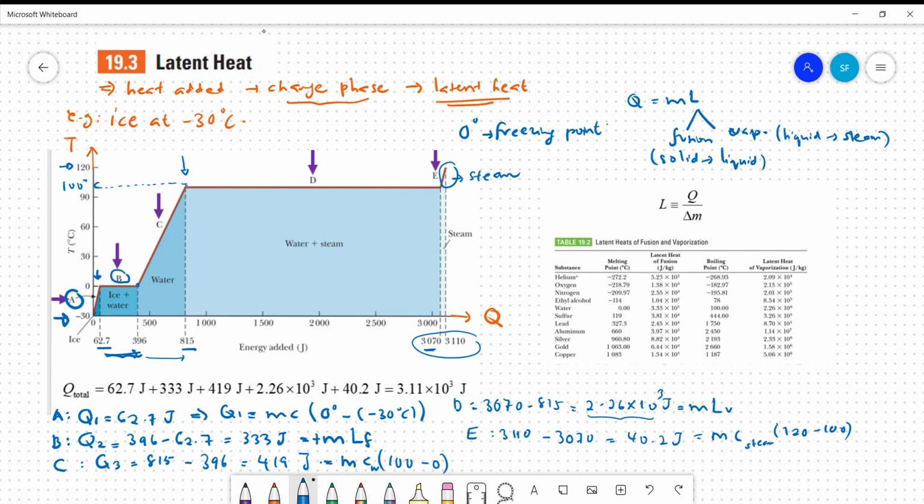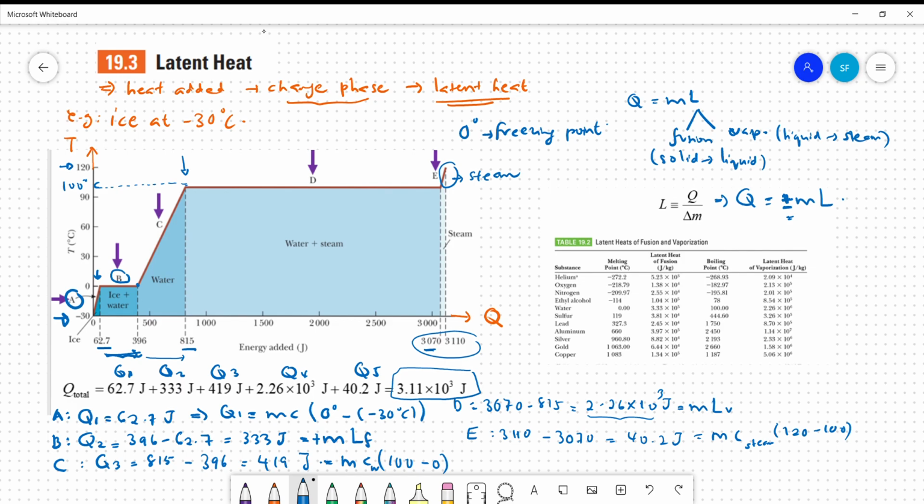So the total energy would be the sum of Q1 plus Q2 plus Q3 plus Q4 plus Q5. This is the amount of energy required for the whole process, from ice until it becomes steam. So this is the formula used. From here, Q equals plus or minus mL. As I have mentioned before, plus if from solid to liquid and liquid to steam, minus if steam to liquid and liquid to solid.